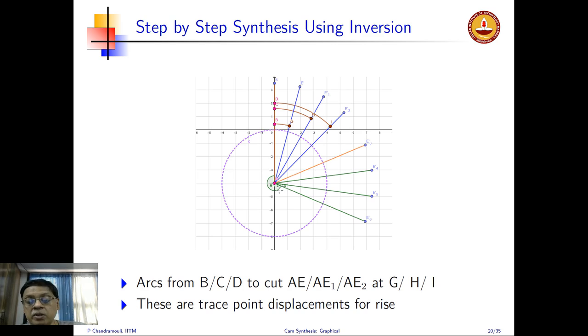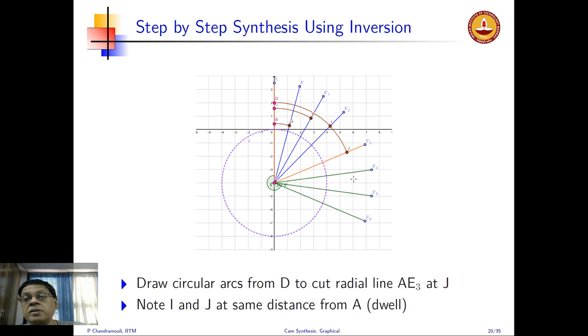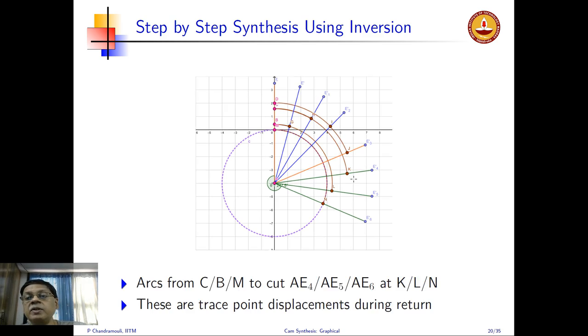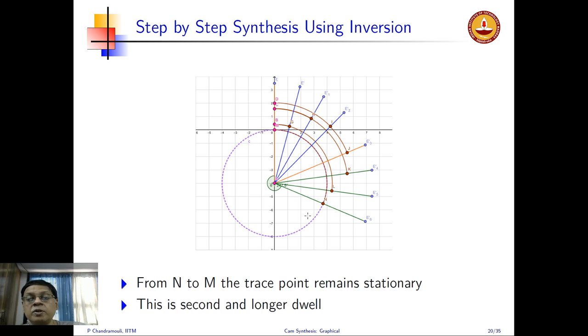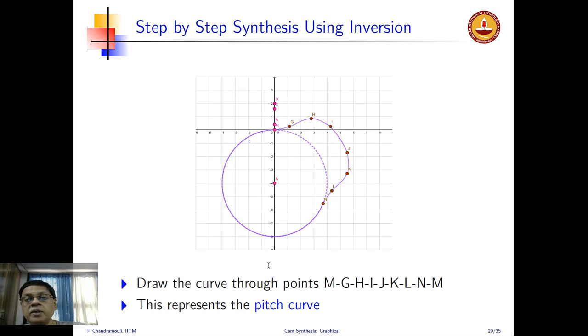And we do the same, of course, I to, from here it remains at the same radius. So we extend that, we get this for the dwell. Then for the return, we extend and get K, L, and N as is shown here, right? And then of course it remains stationary for the rest of the part of the circle. So we do that, and now as I said, we'll join this, and then you get this pitch curve.